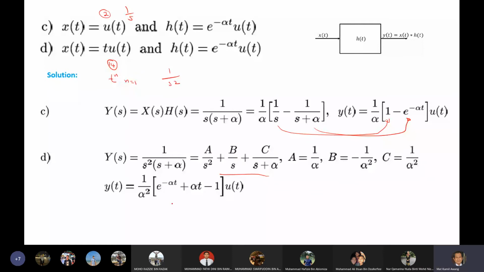So you can use the Laplace table to find the inverse Laplace. So you get this, this, and this. Okay. This part is this. 1 over s is this one. 1 over s square is this one. Okay.